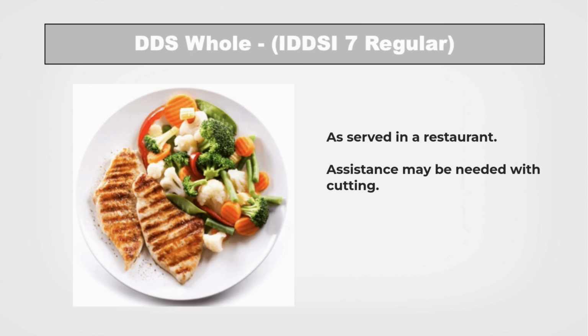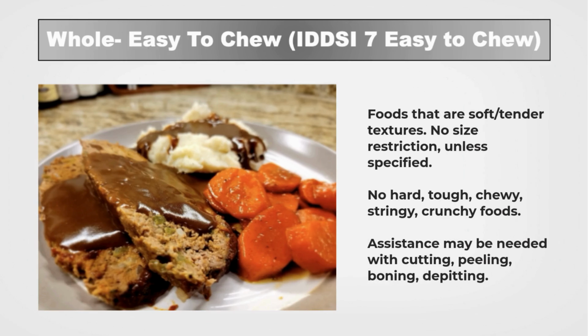DDS whole, IDDSI 7 regular. As served in a restaurant. Assistance may be needed with cutting. Whole easy to chew, IDDSI 7 easy to chew. Foods that are soft/tender textures. No size restriction unless specified. No hard, tough, chewy, stringy, crunchy foods. Assistance may be needed with cutting, peeling, boning, depitting.